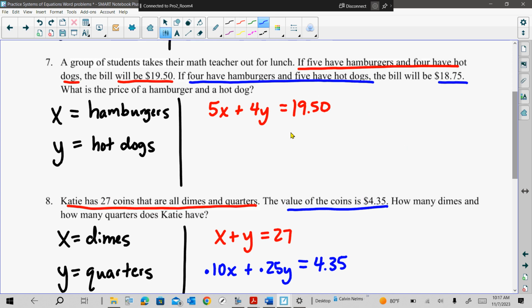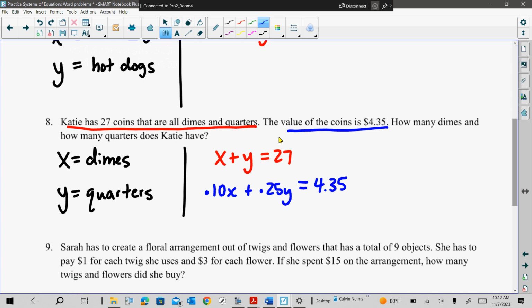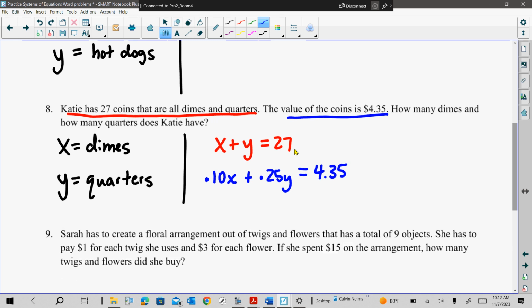And this would be elimination, but you're gonna have to multiply by a negative. You're gonna have to eliminate the x's or y's. You gotta get a common coefficient. Eight is like the quartering problem in your flip book. Okay.